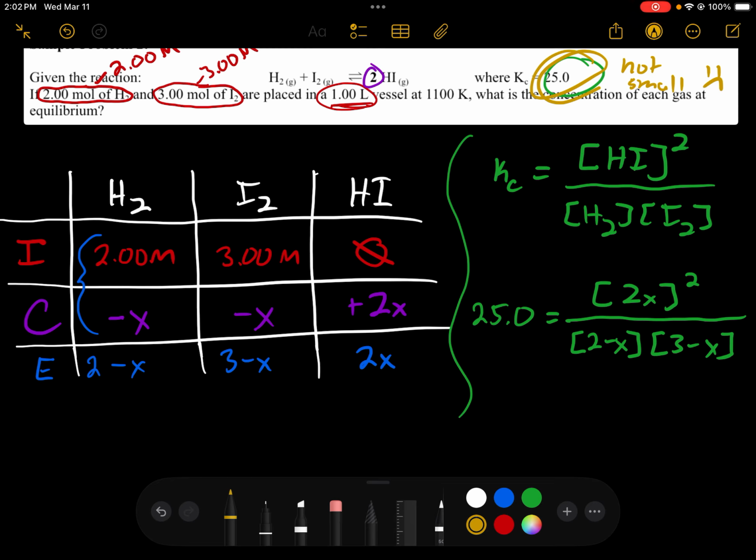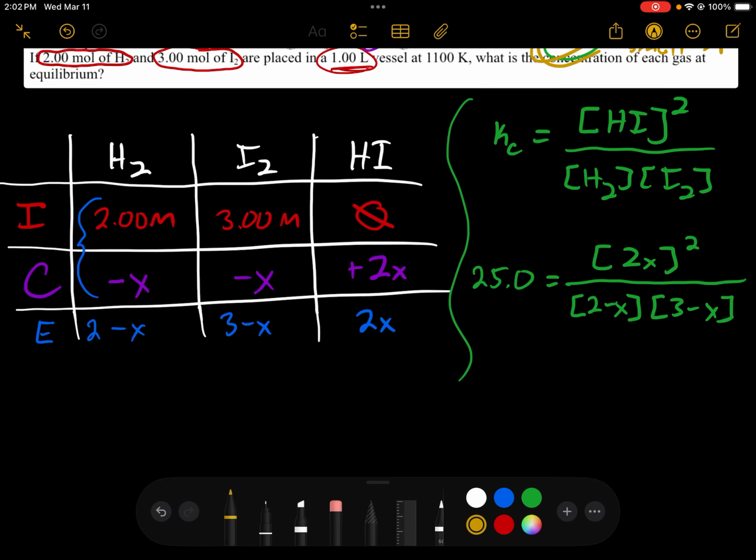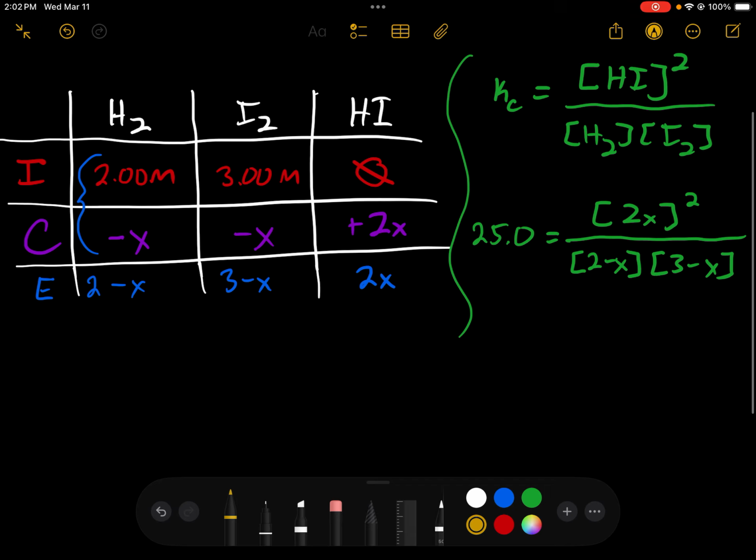And what that means for us is we actually have to use the quadratic formula to solve this. So what we're going to do is algebraically rearrange this into an ax squared plus bx plus c format so that we can easily use the quadratic formula. So just bear with me as I go through those calculations. All right.